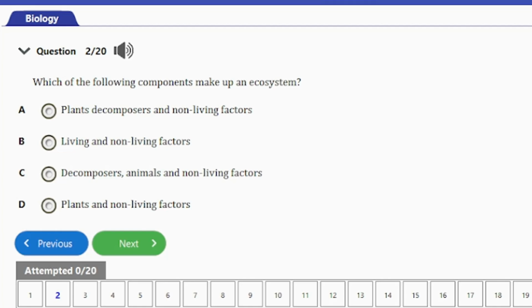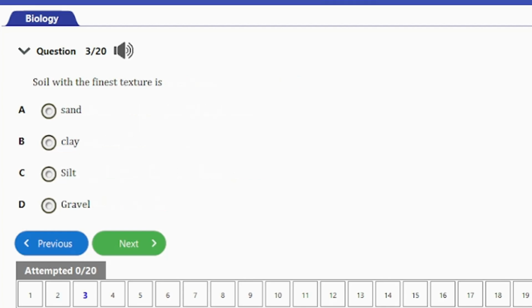Question number 2. It says, which of the following components make up an ecosystem? A. Plants, decomposers, and non-living factors. B. Living and non-living factors. C. Decomposers, animals, and non-living factors. D. Plants and non-living factors. The answer to this question is option B, living and non-living factors. Let's consider the next question.